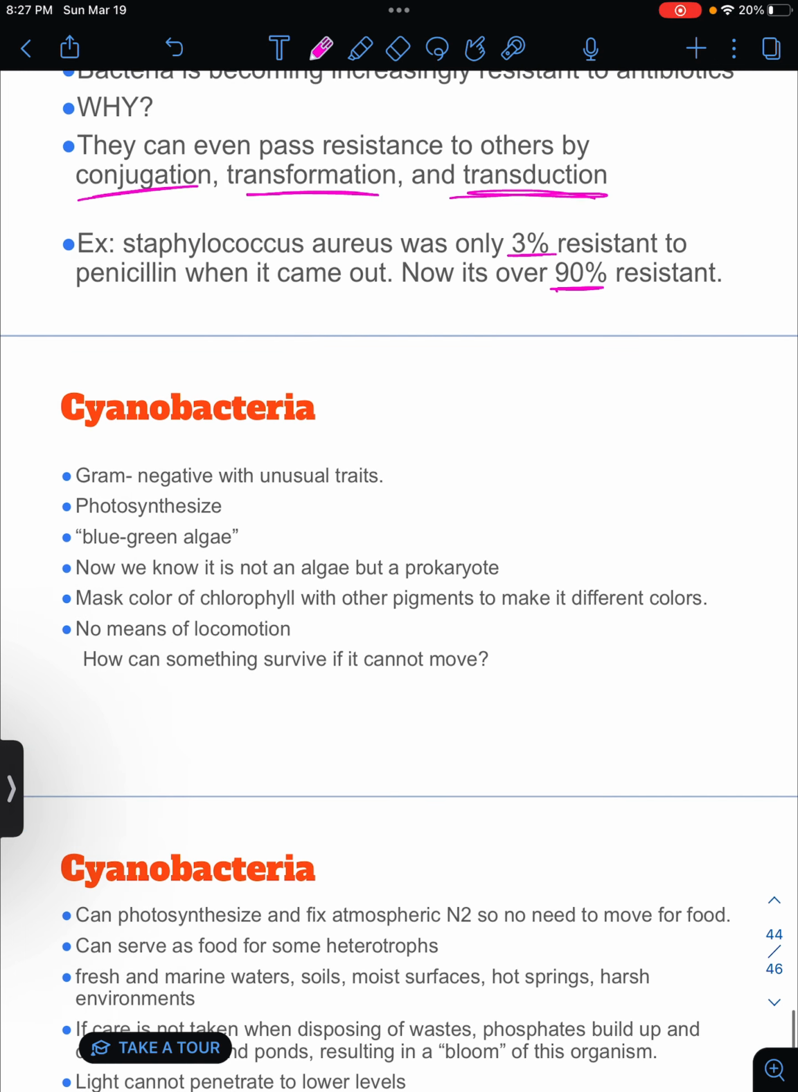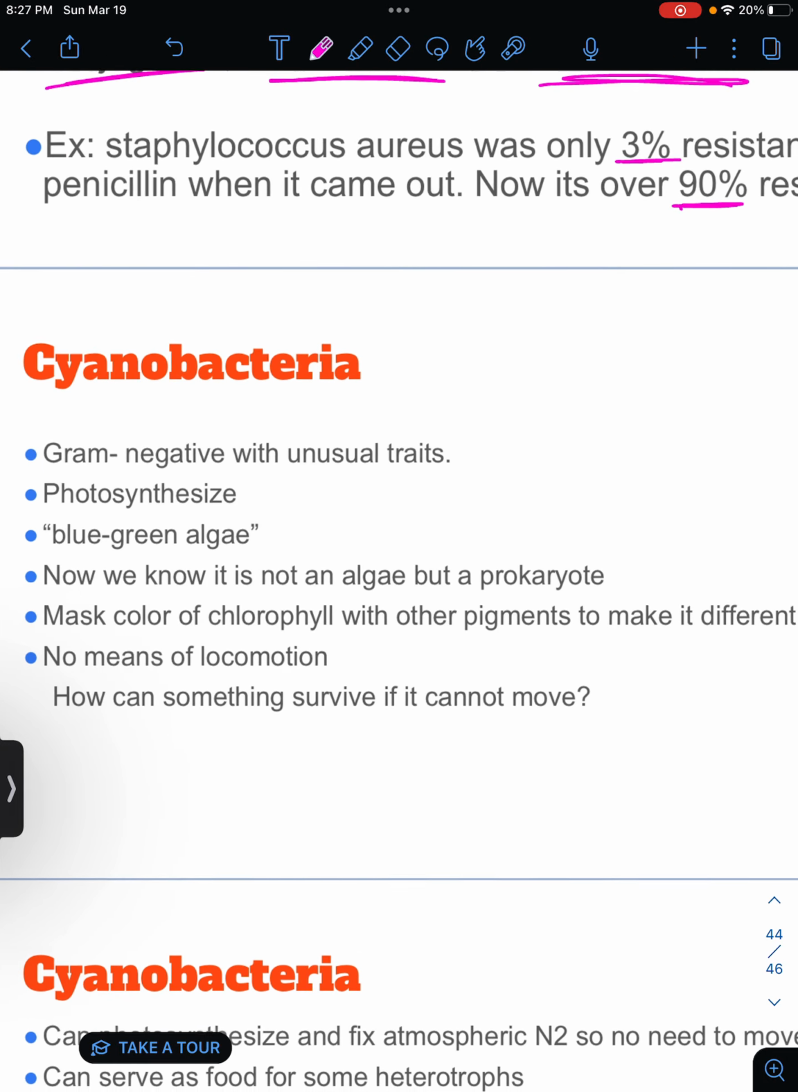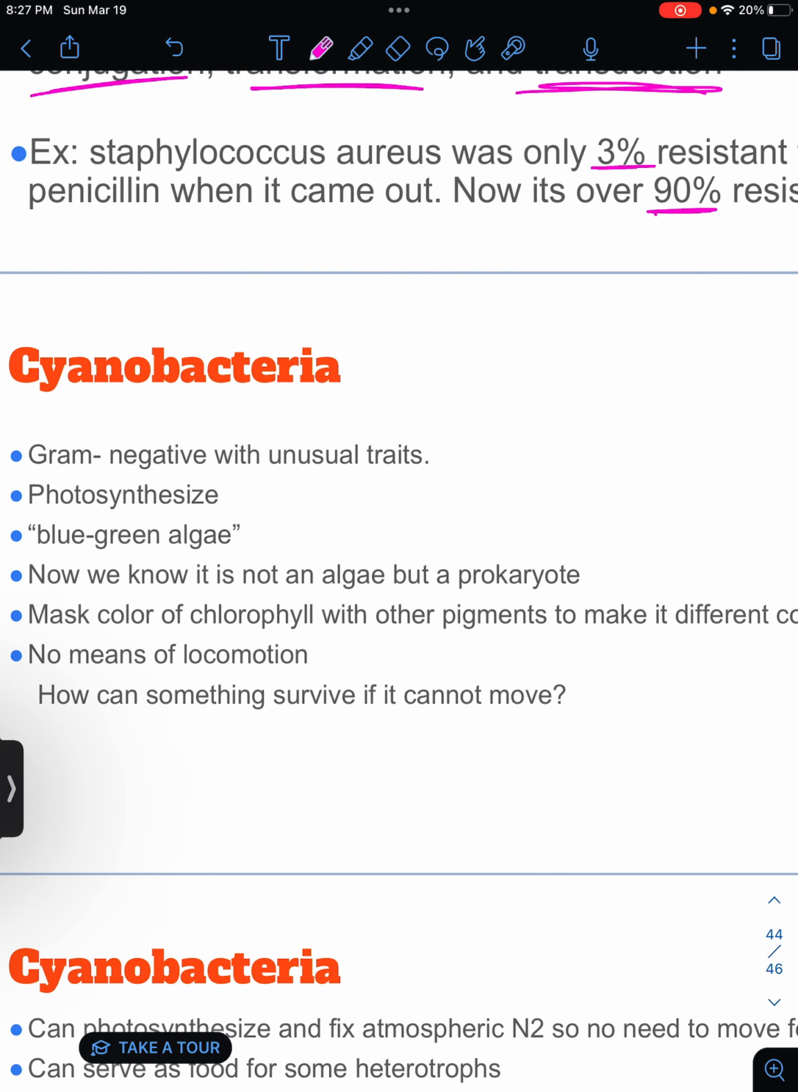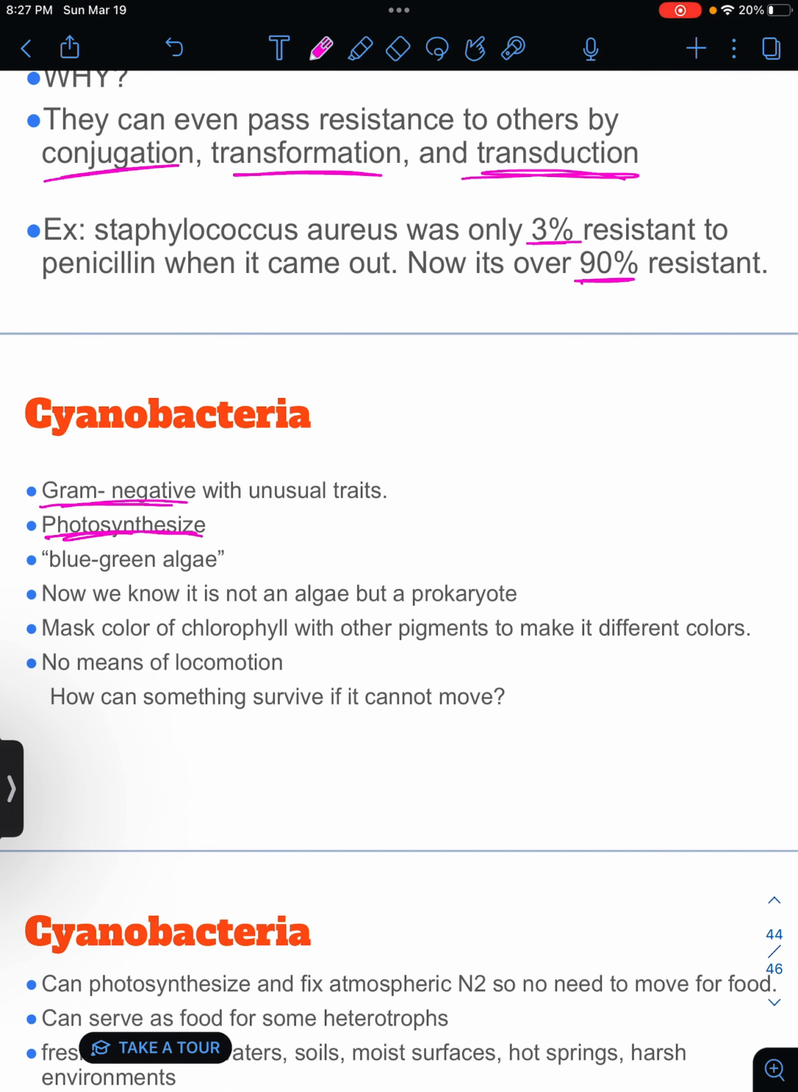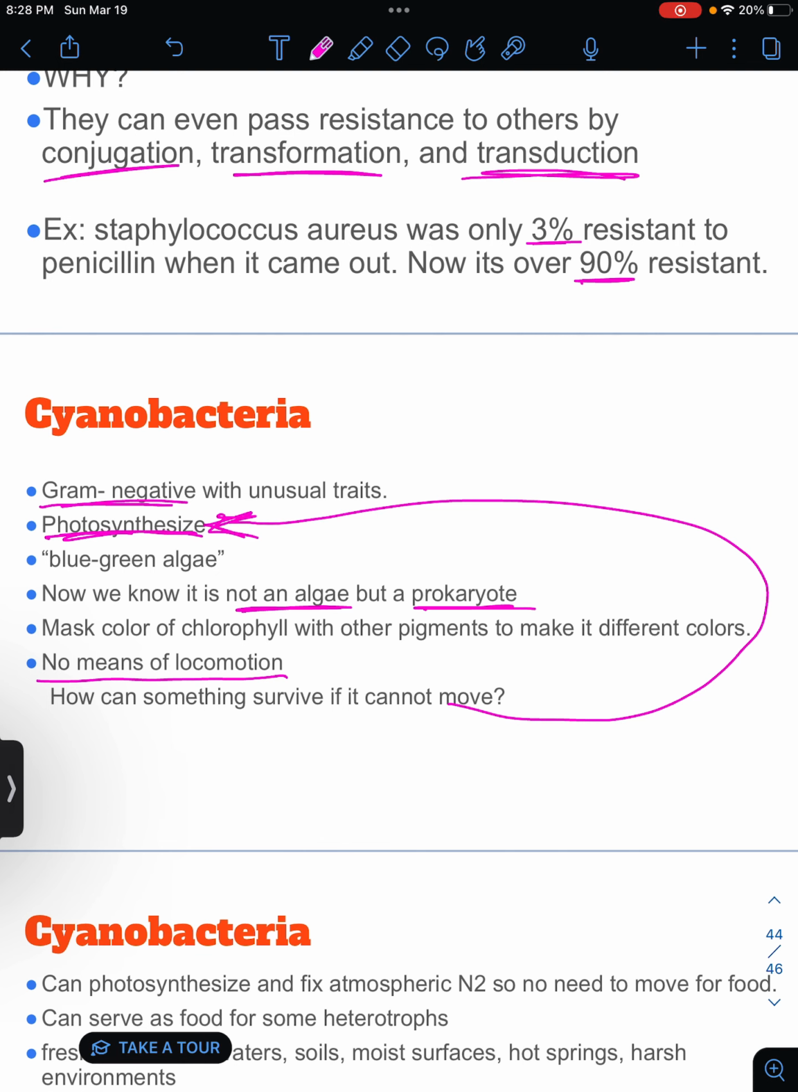All right, we're almost done. A few more slides. The last thing we're going to talk about is cyanobacteria. Cyanobacteria is gram-negative with some unusual traits. It photosynthesizes, okay? Some people call it the blue-green algae, but it's not an algae. It's a prokaryote. It has a crazy color, and I'll show you in just a minute. You've seen it before. It has no means of locomotion. So how do you think it can survive without moving? Well, it uses the sun to eat, okay?